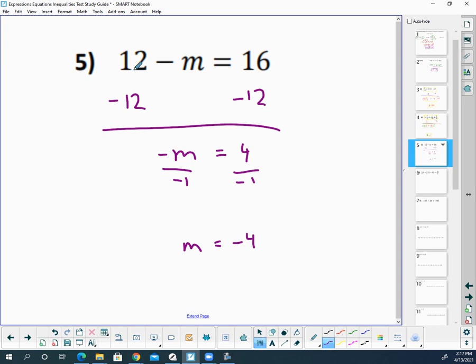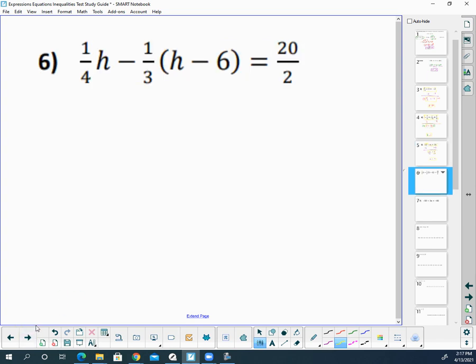You can check that because 12 minus -4 becomes 12 plus 4, which is 16. So original equation, subtract 12 from both sides, new equation, divide both sides by -1. Your final answer is right there.